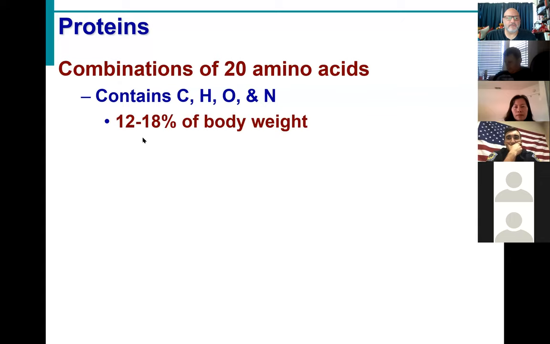We are halfway through our macromolecules, and we are on to one of the most interesting and definitely one of the most important ones, and that is proteins.